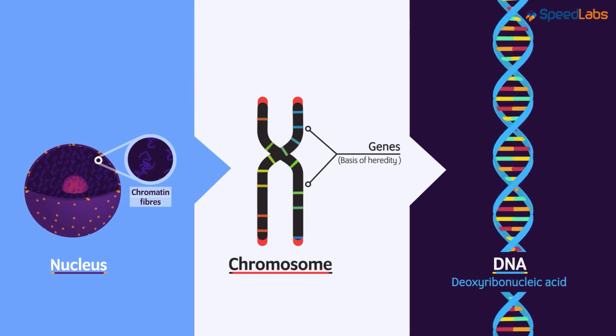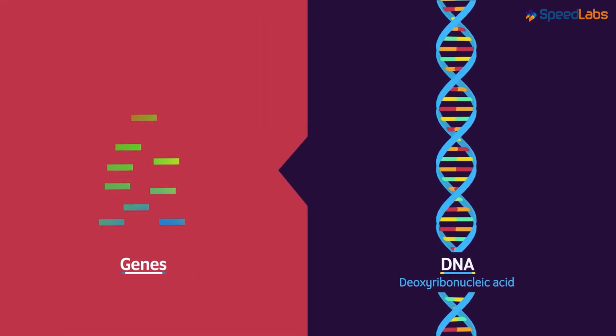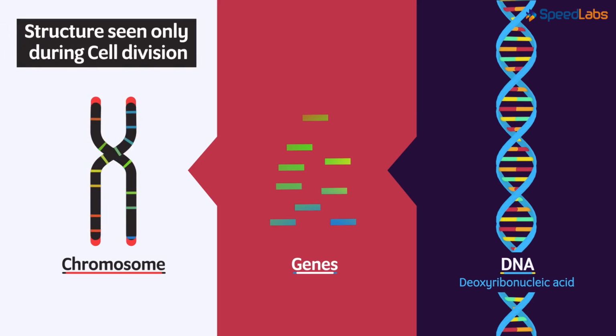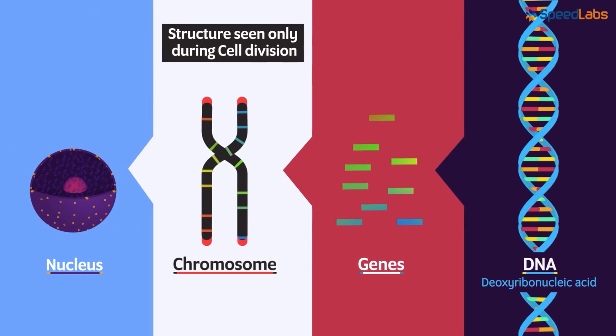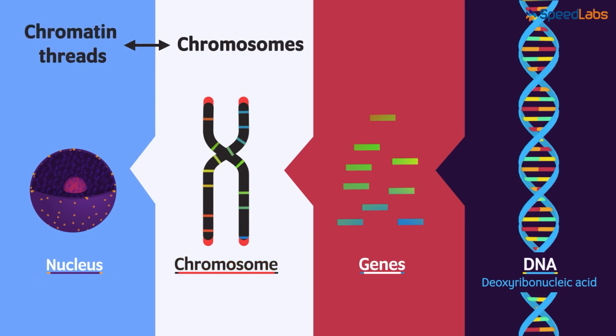Deoxyribonucleic acid, abbreviated as DNA, forms the genes. So now if we go in the reverse manner, then we have DNA molecules forming functional segments called genes. Many such genes come together to form the chromosomes. However, the compact chromosomal structure exists only when the cell is about to divide. So usually, when the cell is in the resting or the active phase apart from cell division, the chromosomes exist as tangled threads called chromatin. In other words, chromosomes and chromatin are the same thing. The genetic material is locked in the form of these chromatin threads present in the nucleus.